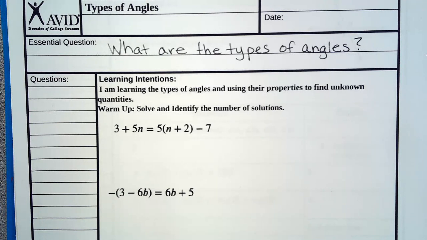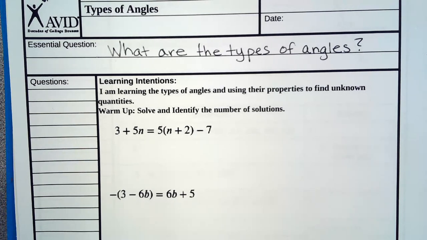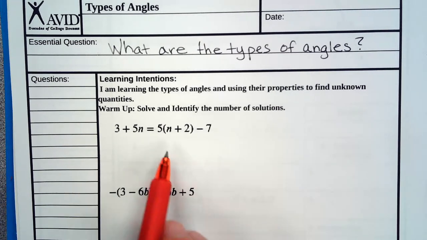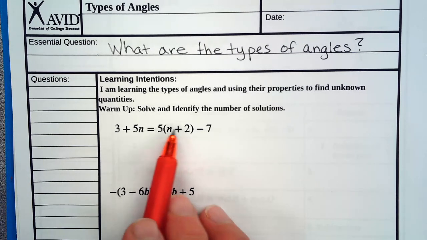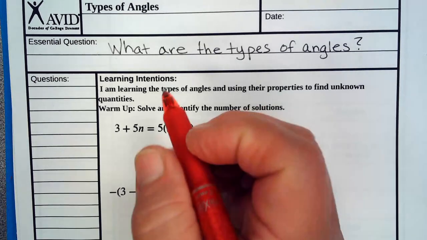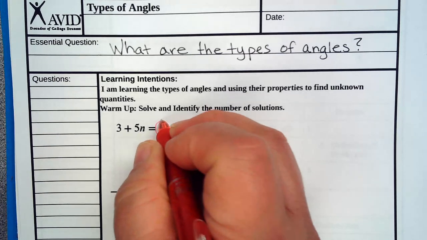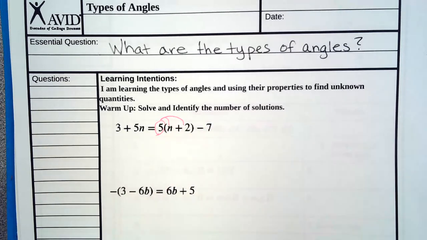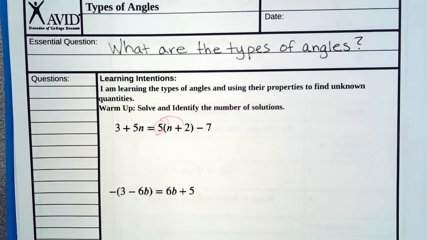Hopefully you tried it on your own. If you're successful, if you can find the right answer, then you know you're getting the concept. To start off with, we have to look at our parentheses. Since we can't simplify anything in parentheses, we do the distributive property. And we do it to both of those terms.